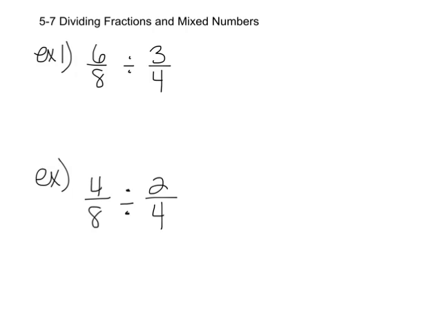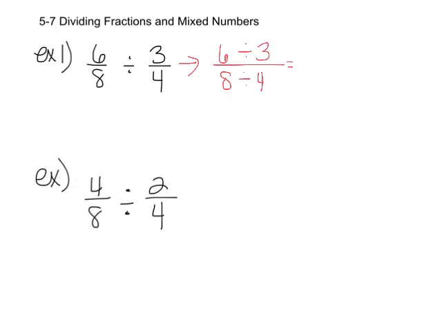When I'm dividing fractions, I can do it two different ways. For example, for our first one, I'm seeing how many times 3/4 can go into 6/8. I see that 3 and 4 are both factors of 6 and 8. So what I can do is rewrite this to say 6 divided by 3 is also the same as 8 divided by 4.